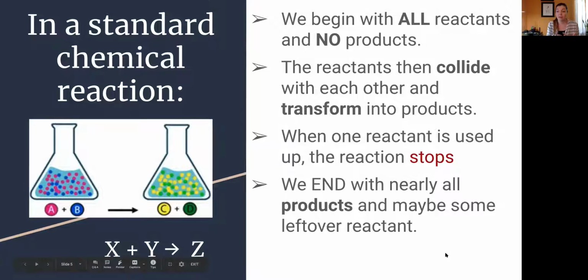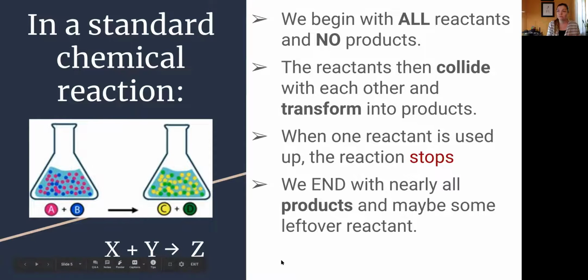Whereas in a standard chemical reaction, where we have this single arrow, we begin with all reactants and no products. We combine our reactants, they collide with each other, and transform into products. We talked about reaction rate last week and how to increase these collisions to make that happen faster. When one reactant is completely used up, the reaction stops. We end with our products. We have all products, and maybe we'll have a leftover reactant, but for the most part, we start with our reactants, and after they've had a chance to completely collide, we end up with all products.